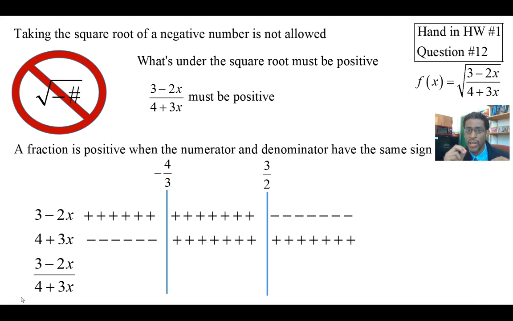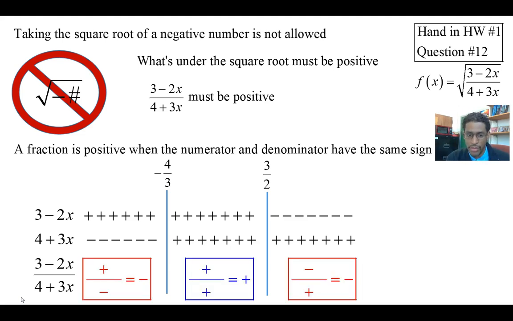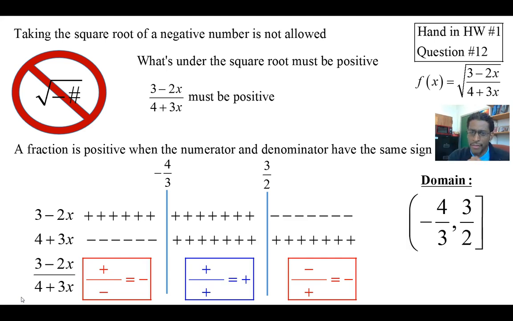In the function, we have the division of the 3 minus 2x by the 4 plus 3x. So in the first region, anything that's less than negative 4/3, you'll always have a positive divided by a negative, which ends up as a negative. In the middle region, you'll always have a positive divided by a positive, which ends up as a positive. And in the region of x's that are bigger than 3/2, you'll always have a negative divided by a positive, which ends up as a negative. You want this fraction to be positive. It only happens in between negative 4/3 and 3/2.